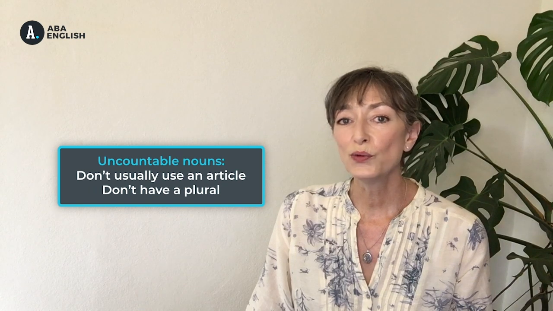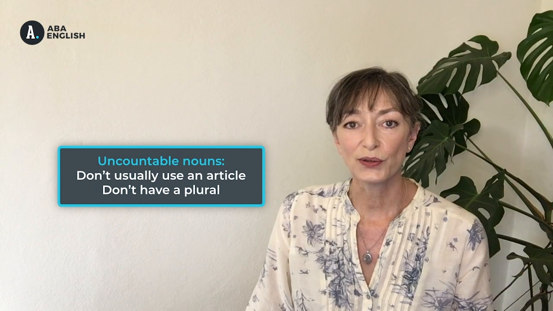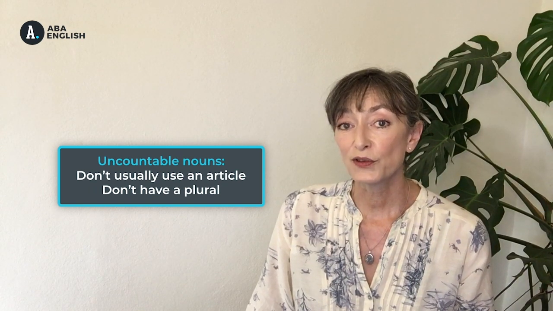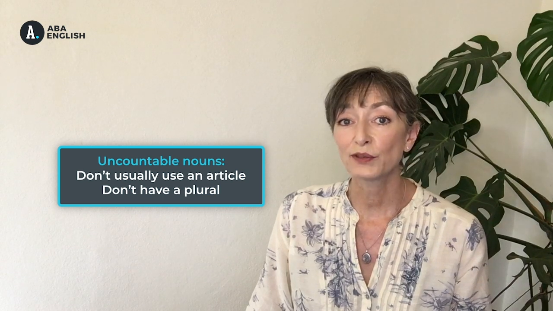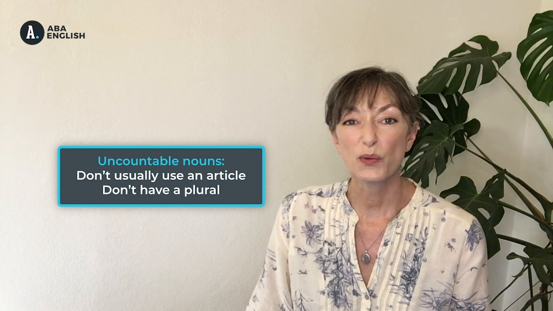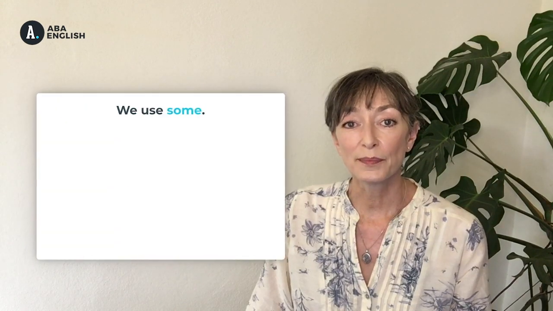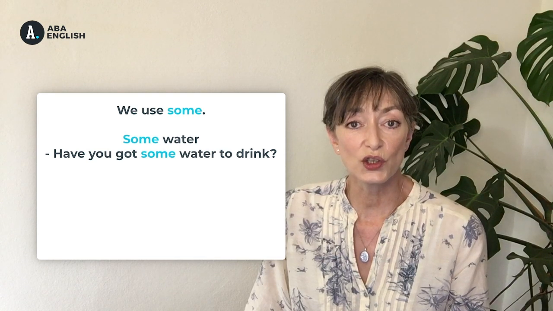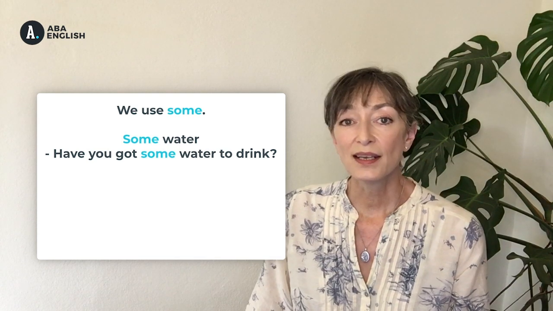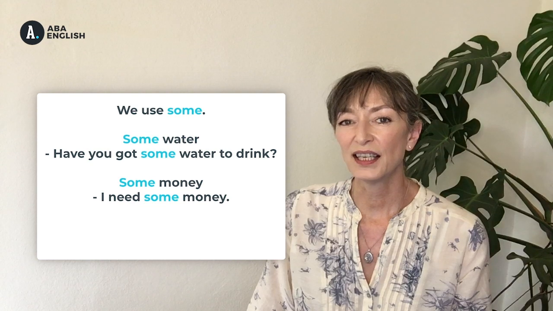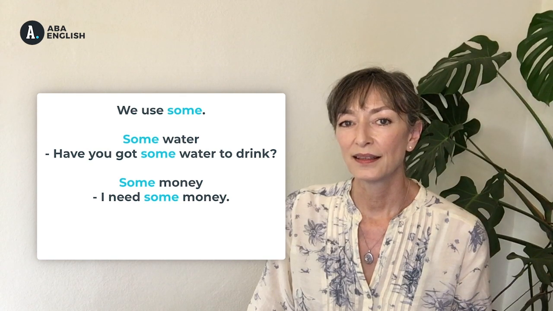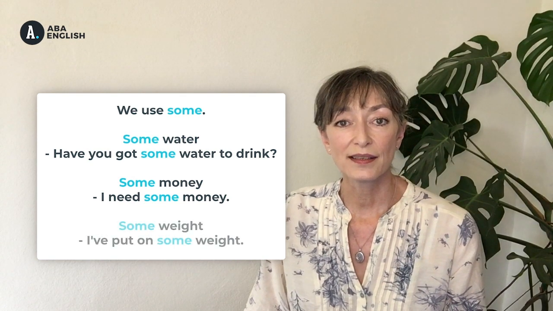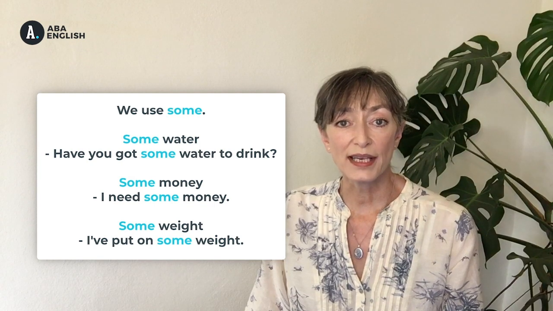Now with uncountable nouns, we don't usually use an article. And these uncountable nouns do not have plurals, so we never put an S on the end. We use some water. Have you got some water to drink? Some money. I need some money. And weight. I've put on some weight.